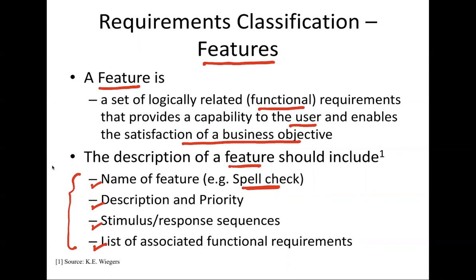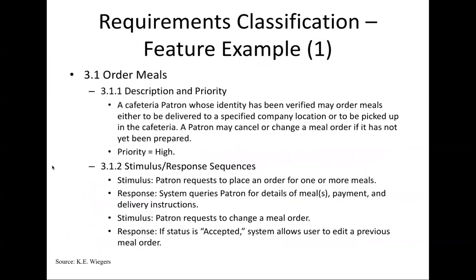Now let's take an example to illustrate the idea of feature-based classification for functional requirements. Assume we have a group that we would like to classify functional requirements underneath. This group, we will call order meals. As stated before, we start with the name of the feature, which will include a later set of functional requirements. We called it order meals. This is more or less about a cafeteria in which meals are ordered.